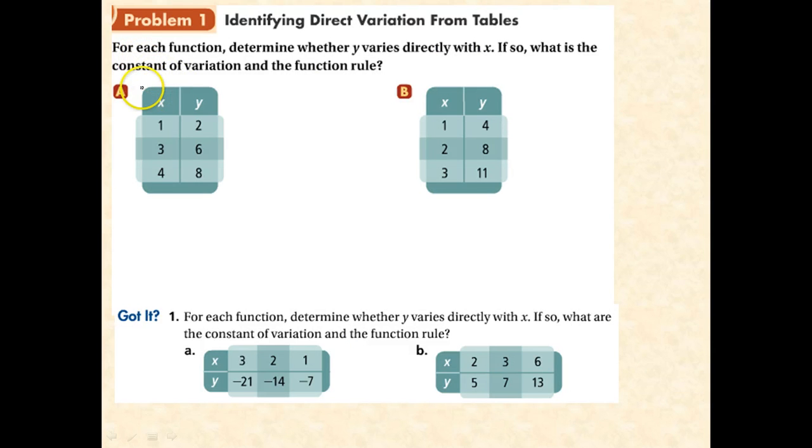Alright, so let's take a look at these functions and try to determine whether y varies directly with x. See if we got direct variation going on. Now let's see. 2 over 1 is 2. 6 over 3 is 2. And 8 over 4 is 2. So y over x always equals 2. So yeah, we got direct variation, and our constant of variation is 2.